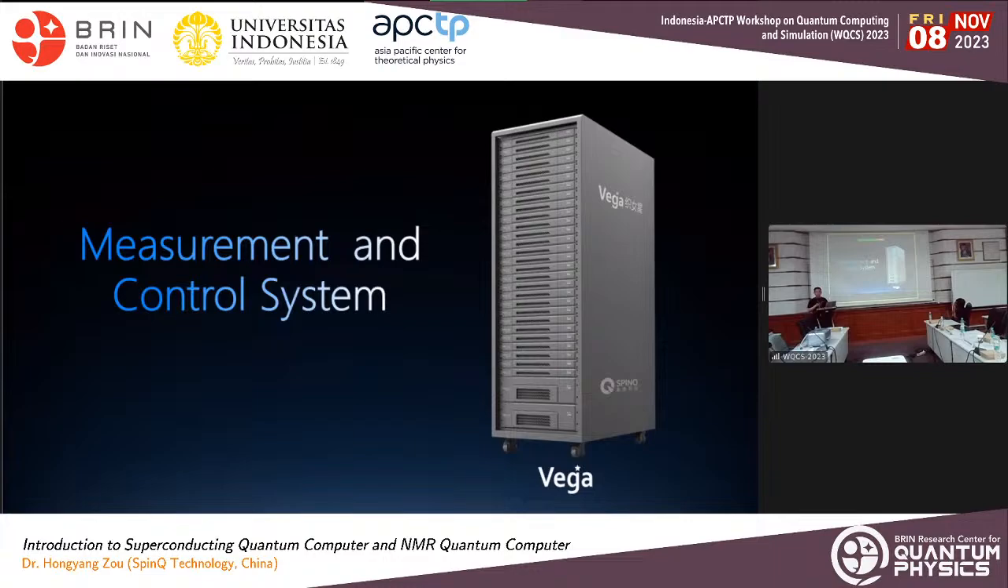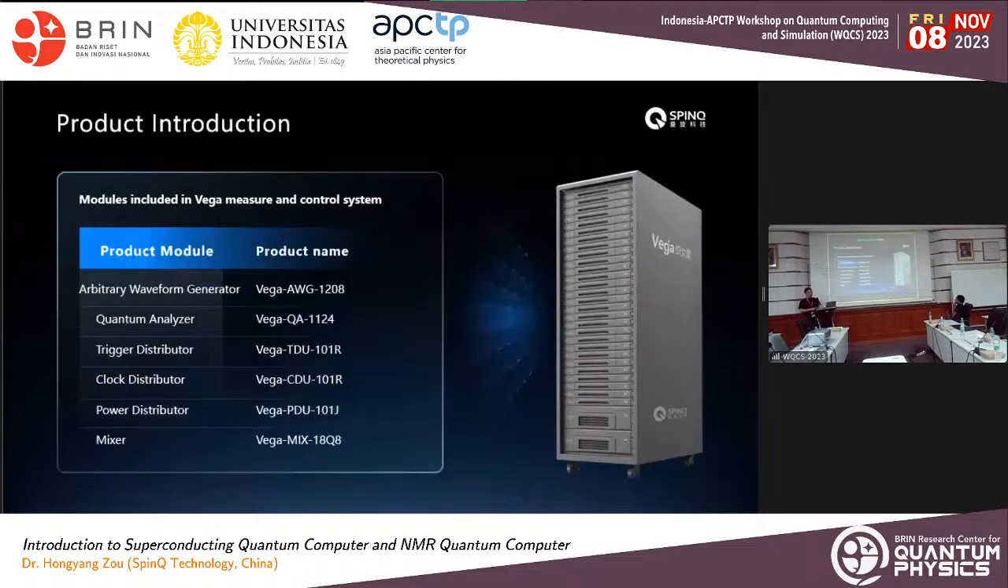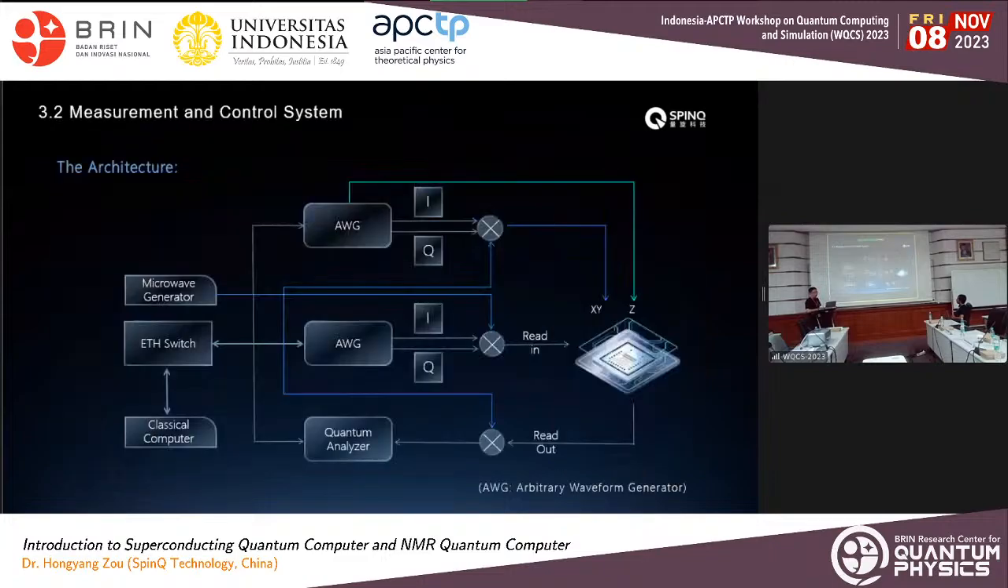Except the quantum chip, the most important part of the superconducting computer is the measurement and control system. We have many modules included in this system. For example, the arbitrary wave generator, the quantum analyzer, the clock distribution unit, or trigger distribution unit, and something else that's necessary for the system. And here is an architecture of the measurement and control system.